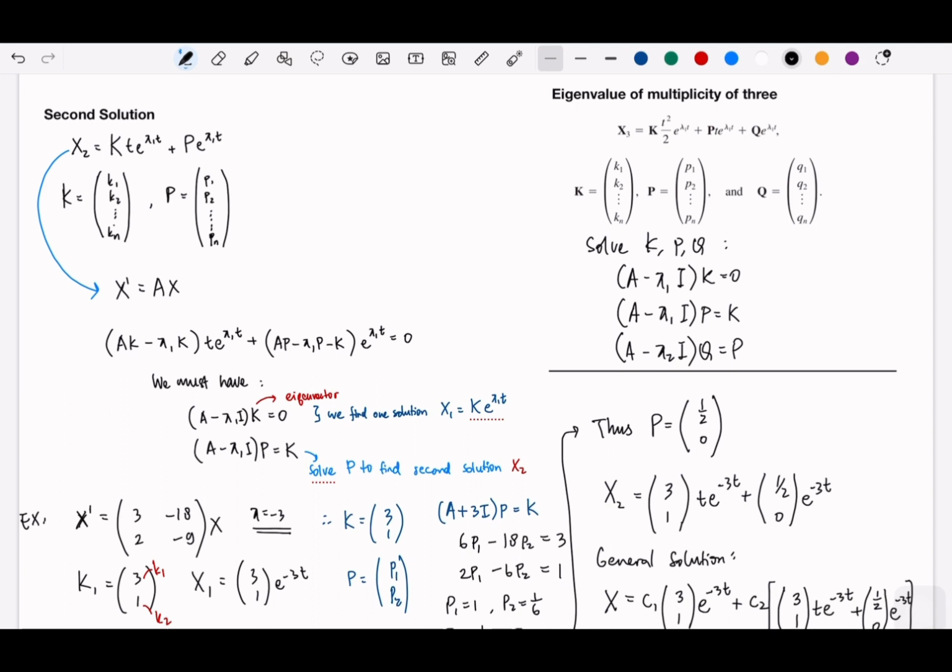So the idea is we find eigenvalues, we find the eigenvectors. That is the important part, and the unique case is if they are multiplicity or repeated eigenvalues. That's when we need to take the second solution or the third solution, depending on how many rows and columns we have in the coefficient matrix.